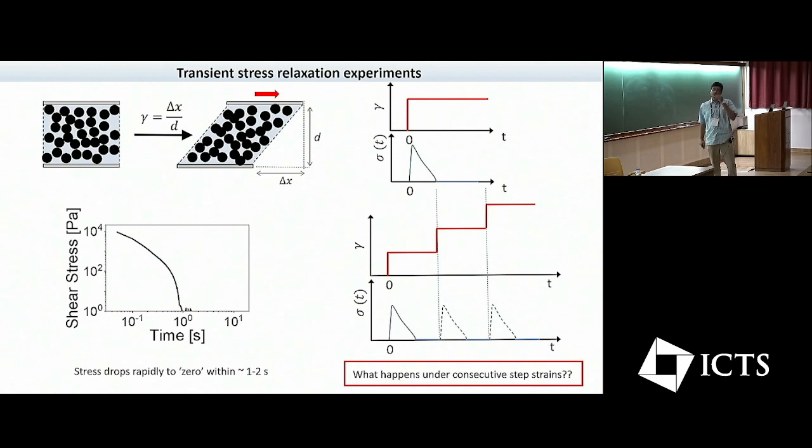Now, what happens if we continue this experiment? We apply a step, let the system relax, then apply another step. Intuitively we would guess that since the stress relaxes to zero, it is a liquid-like state, so the system doesn't have any memory. If you load it again, you would probably get almost similar behavior within experimental error.